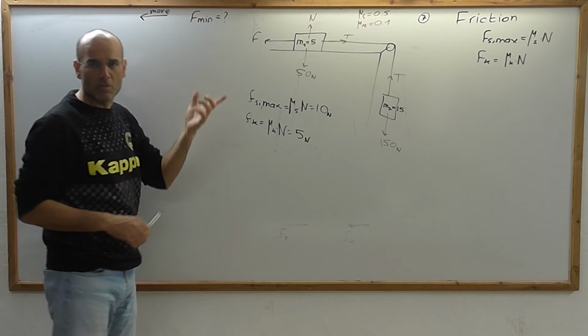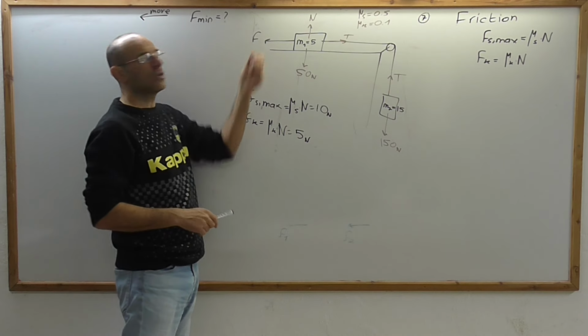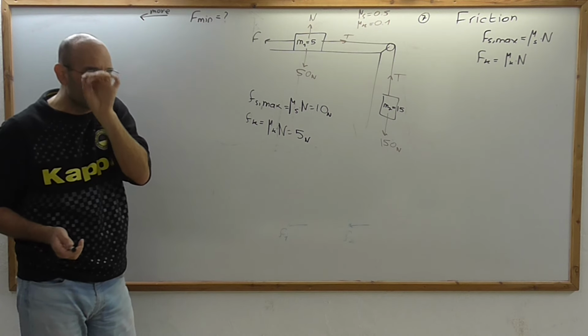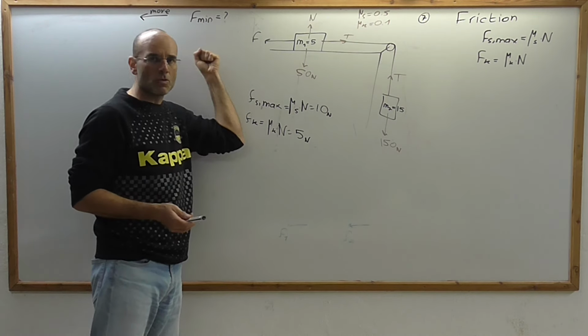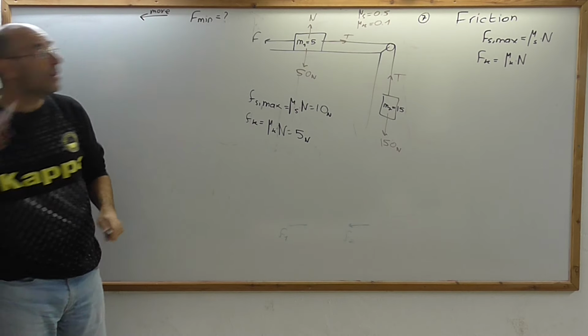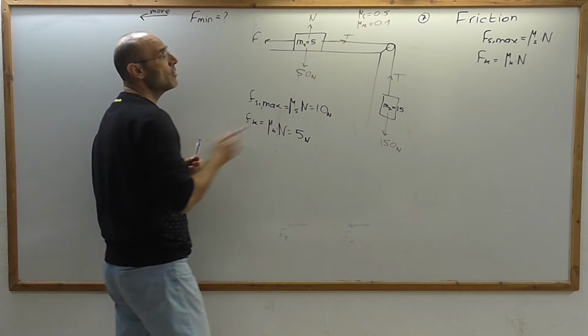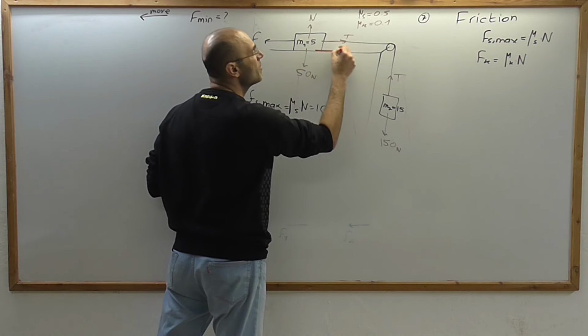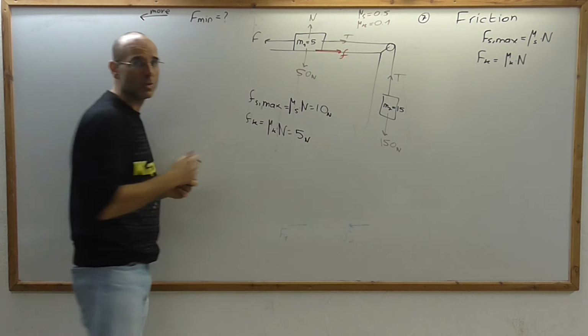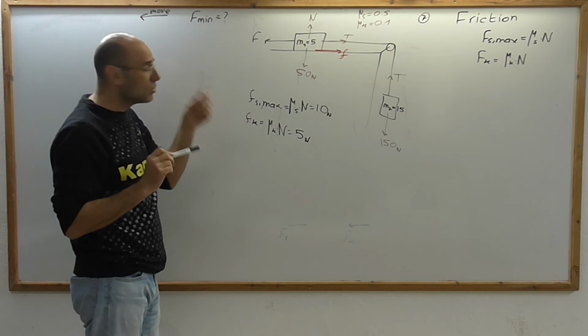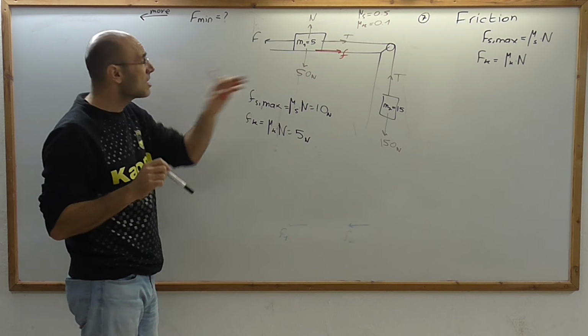I ask what the maximum force I need, because if I use a million newtons, obviously it will go that way. I want the minimum amount I need for this system to move this way. So what do I know now? I know that I want the system to move that way. If I want the system to move that way, obviously the friction force will be this way. I just want the minimum force allowed, the minimum force there is that it will move.